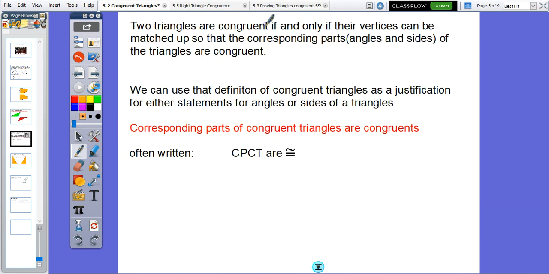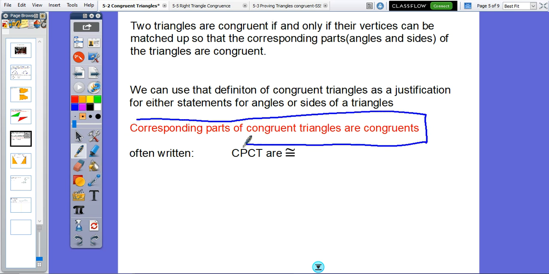This leads to this right here. Now this is the important part, the corresponding parts. We'll get to that further on in the chapter: all it takes is 3 parts of one triangle to be congruent to 3 parts of another triangle. If we know that 3 parts of one triangle are congruent to 3 parts of the other, that proves that the triangles are congruent.